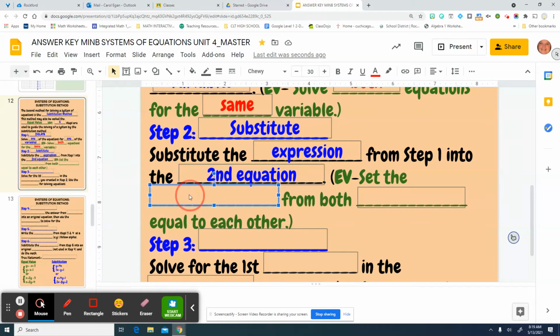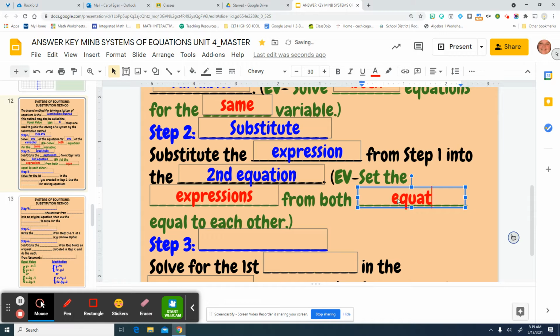For equal value, we set the expressions from both equations equal to each other. And I know this might be hard to visualize right now, but we're going to go through an example of both regular substitution and equal value.